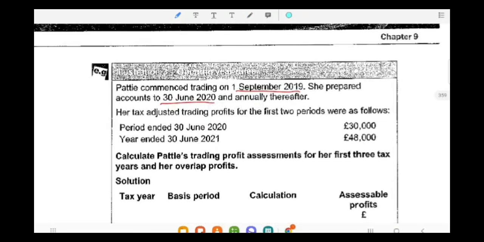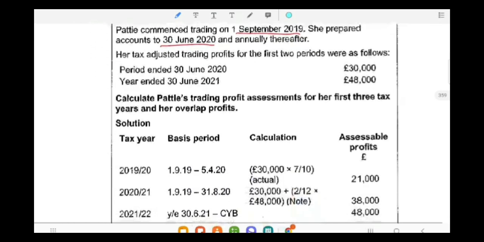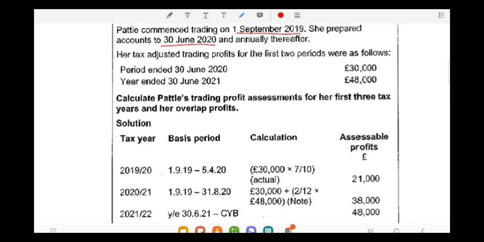So what do we have to consider? On the basis of commencement of business, this is 1st September 19. So in the first tax year, profit would be assessed from the date of commencement of business, 1st September, to the following tax year ending date, which will be 5th April 20. So this is the basis period for which we have to assess the profit in the first tax year of 1920.